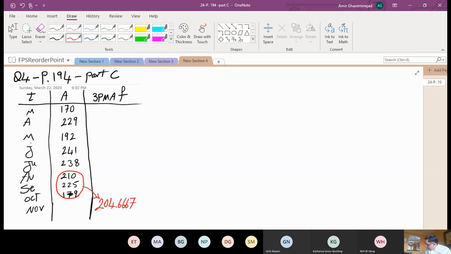Okay? And then, it also asks us to find what is the 2-period moving average. And of course, 2-period moving average will only rely on the last two. So if I find the average of these two, this would give me the 2-period moving average forecast. How much would it be? 202.